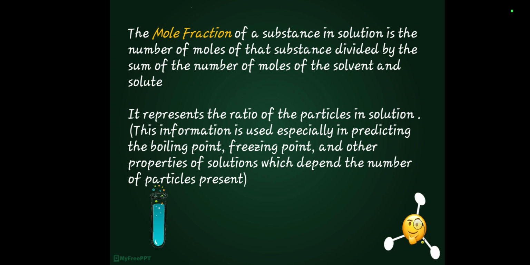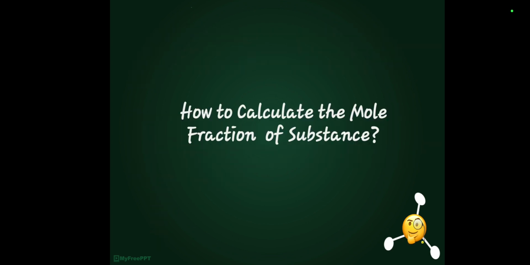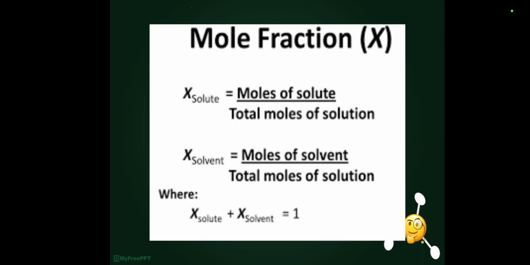To discuss it further, let's learn the formula for how to calculate mole fraction. How do we calculate the mole fraction of a substance? Very simple. Let's go back to basics. The mole fraction of solute, X solute, is equal to moles of solute over total moles of solution. And X solvent is equal to moles of solvent over total moles of solution, where X solute plus X solvent is equal to 1. That is the constant formula for mole fraction.